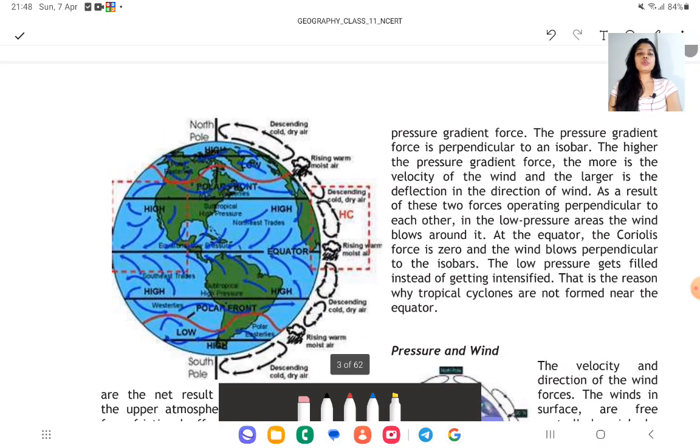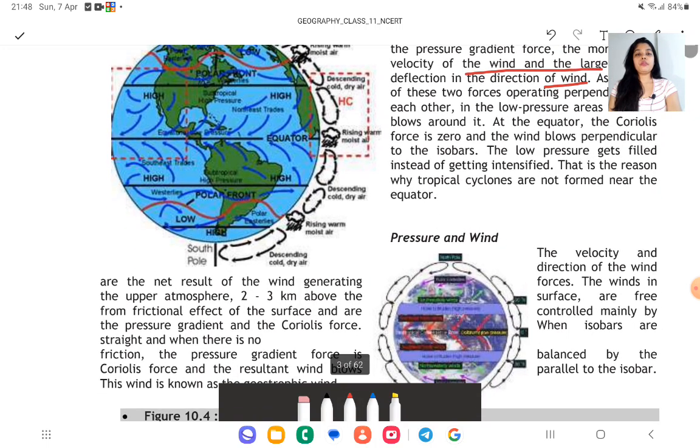So here what we can see is the pressure gradient force is perpendicular to the isobars. The higher the pressure gradient, the more is the velocity of the winds and larger is the deflection of the direction of winds. So all these things, we can deduce.